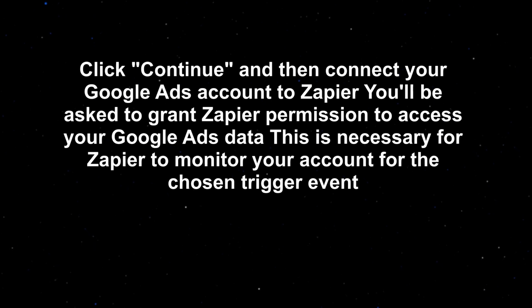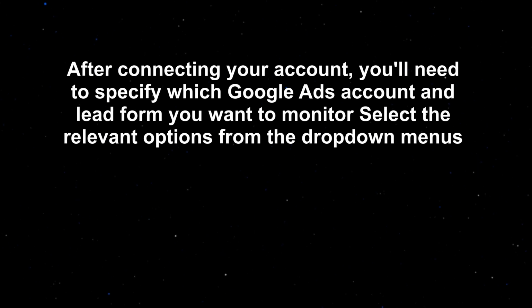Click Continue and then connect your Google Ads account to Zapier. You'll be asked to grant Zapier permission to access your Google Ads data. This is necessary for Zapier to monitor your account for the chosen trigger event. After connecting your account, you'll need to specify which Google Ads account and lead form you want to monitor. Select the relevant options from the drop-down menus.